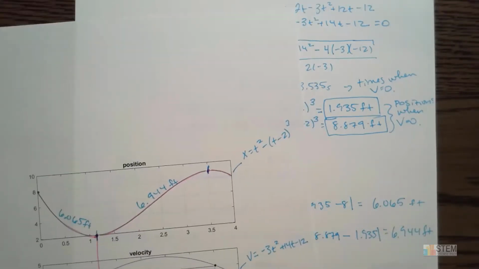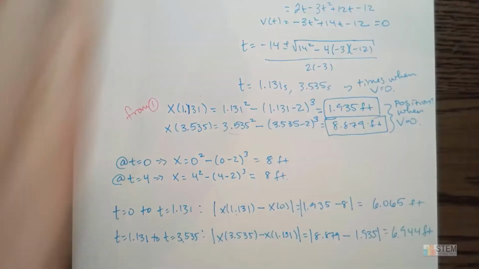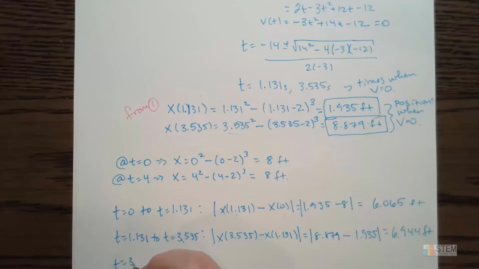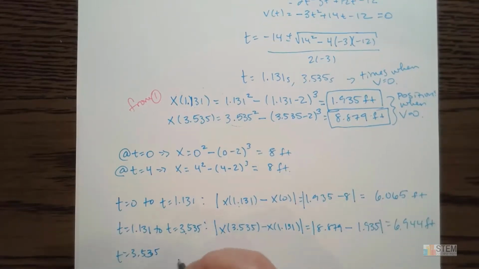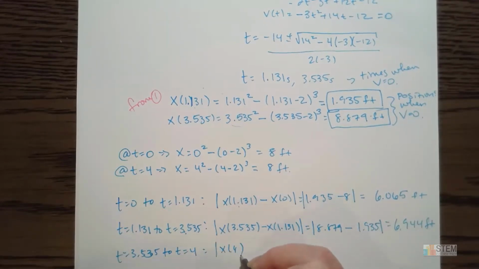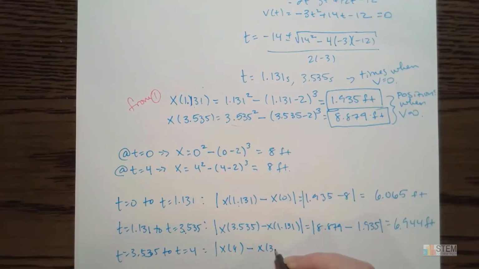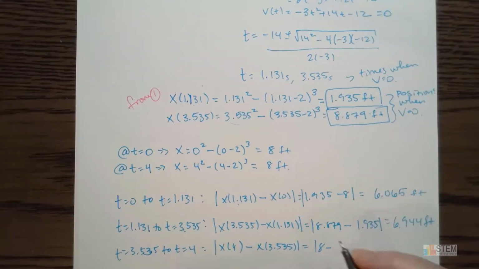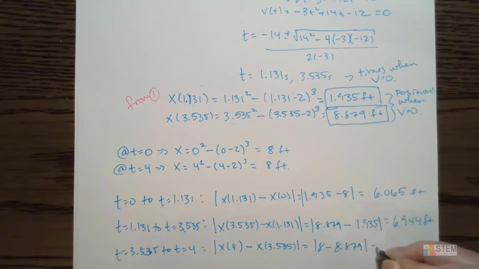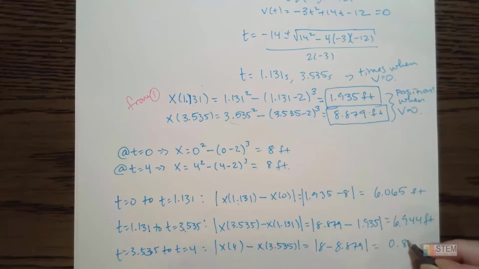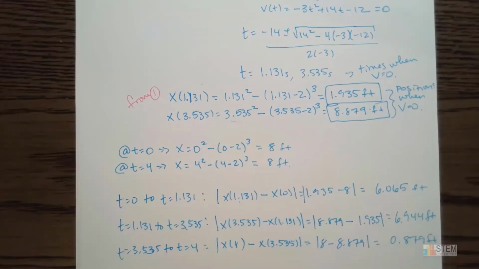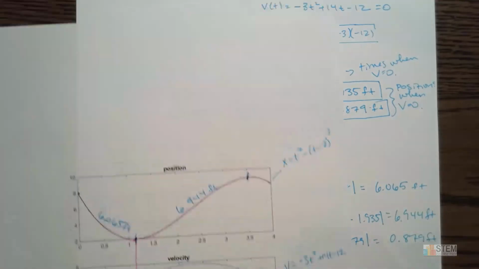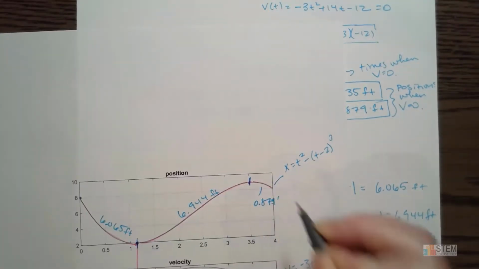Okay, and then we need to do this little piece last. So now we're going to go t equals 3.535 to t equals 4. All right, so x at 4 minus x at 3.535. Do the absolute value there. So x at t equals 4 was 8, and then subtract off the 8.879. All right, and then that's going to be 0.879 feet. Okay, so that's this little piece right there.